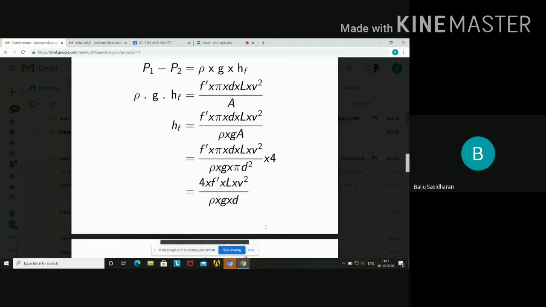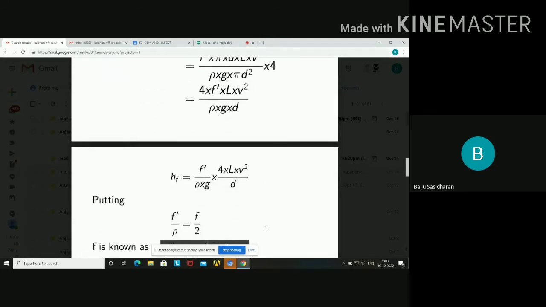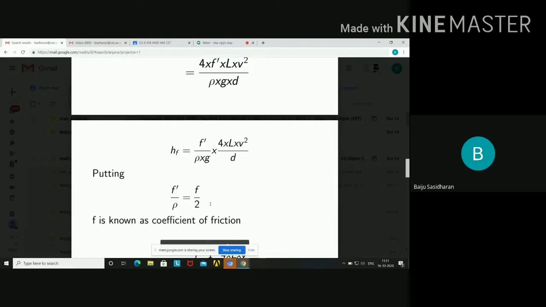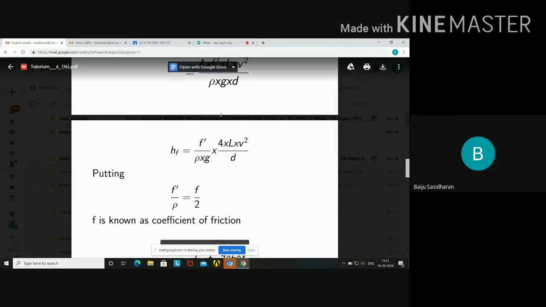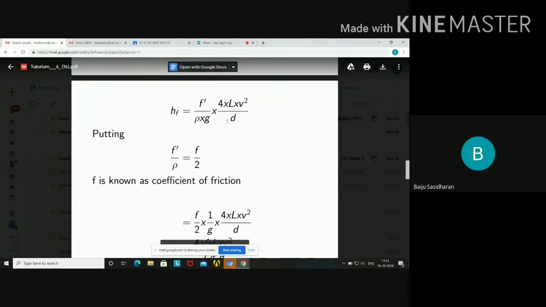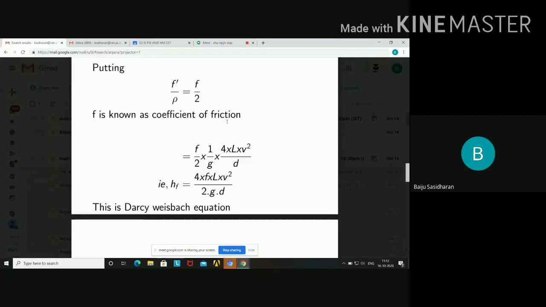Then after that, this F dash by rho is replaced by another term which is F by 2, where F is known as coefficient of friction. On substituting F dash by rho is equal to F by 2, the above expression will become F by 2 into 1 by g into 4 L V square by D. That is HF is equal to 4FL V square by 2gD. And this is the loss due to friction. And this equation is known as Darcy-Weisbach equation. I think it is clear to you.